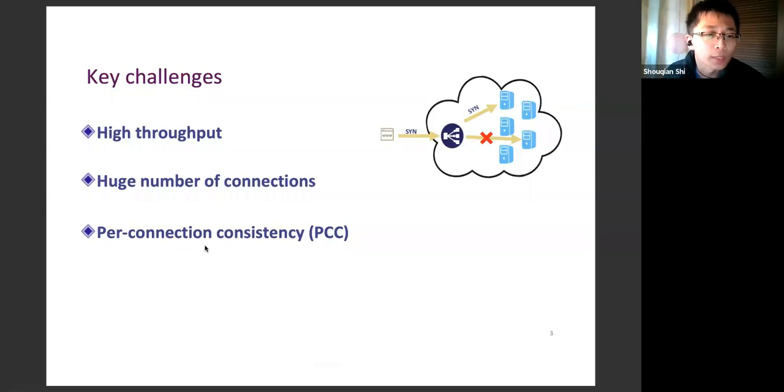So we list the 3 major performance challenges for cloud load balancers. First, the throughput of the load balancer should be very high to support a busy cloud. Second, there are a huge number of connections between the cloud and the outside. And another challenge is per connection consistency, also called PCC. That means all packets in a single transport layer connection should be directed to a single DIP, or the connection breaks if it doesn't follow that rule, like the second arrow in this figure.